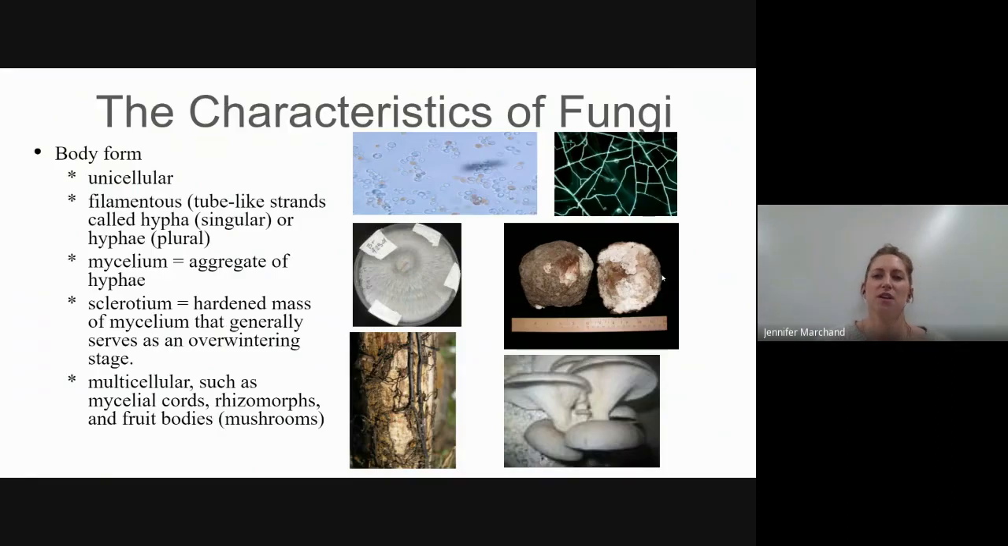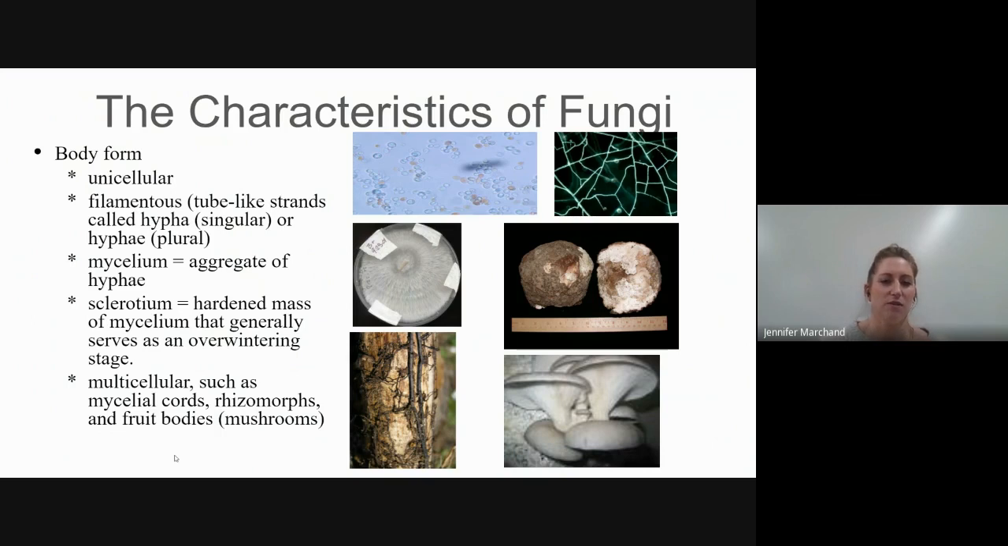So, some of the characteristics of fungi, they're unicellular, but they can also be, as you can see down here, multicellular. So there's the fruiting body of mushrooms, which shows that they're also multicellular. So there's two different kinds there. Something to keep in mind for your quiz. They're filamentous. They have tube-like strands called hyphae, and then they also have mycelium, which is kind of like their roots, and it's again another form of hyphae, which we'll see here in a minute, a picture.